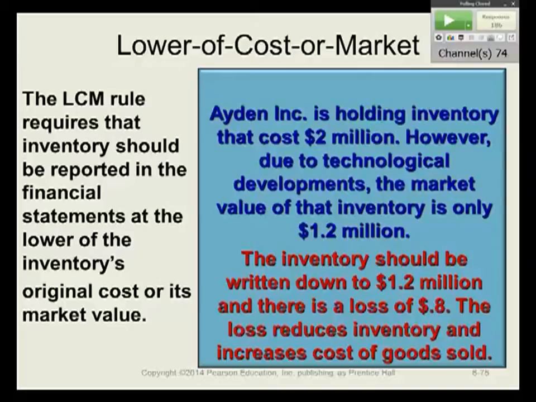And after we make that adjustment, ending inventory is now on the balance sheet at 1.2 million. And this is now at the lower of cost or market, LCM. And this is based on conservatism, in that when faced with two alternative valuation methods, you use the one that is least likely to overstate assets. So you'd write this down, and that is a loss that flows through the cost of goods sold. And again, it's based on conservatism.